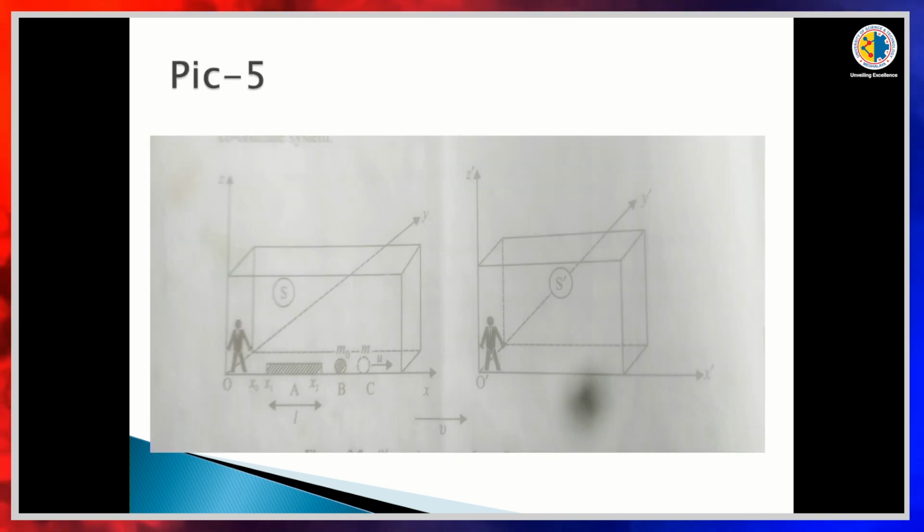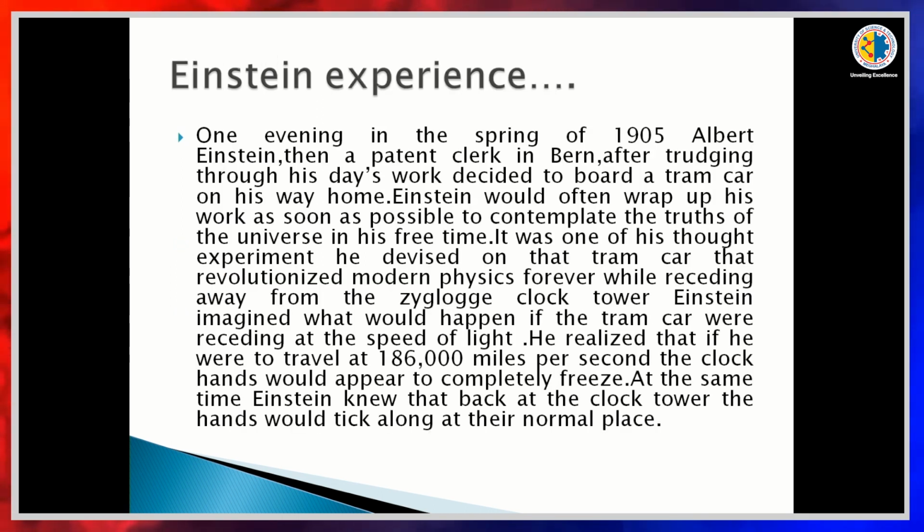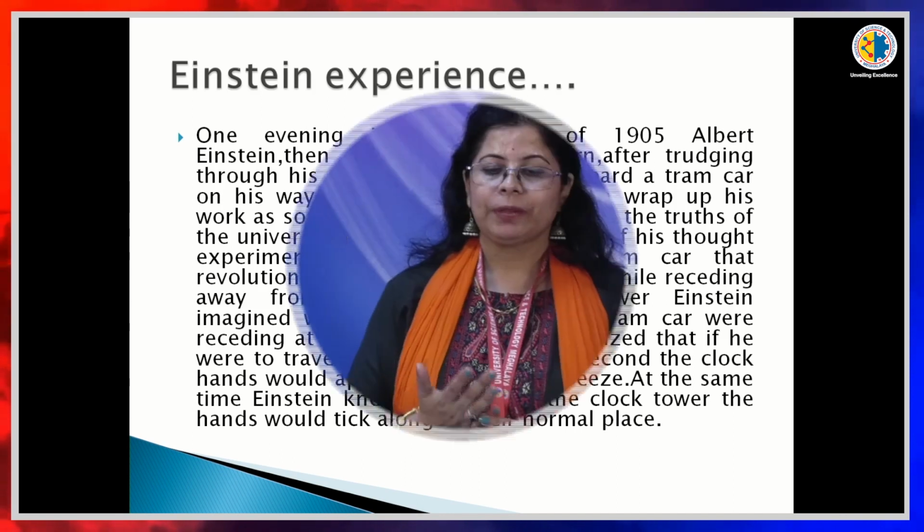So, delta t dash is the time period with respect to the S dash frame, and delta t is the time period with respect to the S frame. Thus, the time interval delta t dash measured from S dash is larger than the time interval delta t measured in S. Now, we are going to discuss an experience described by Einstein.